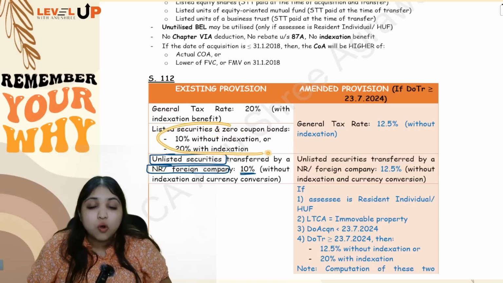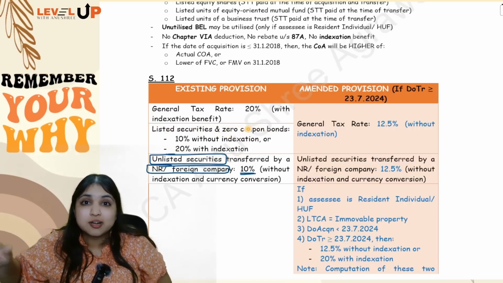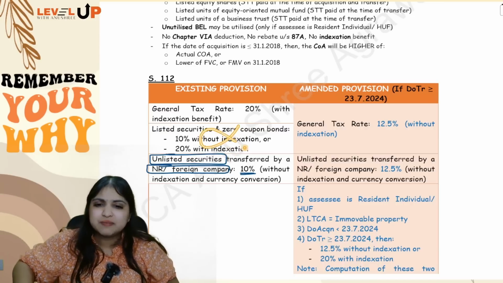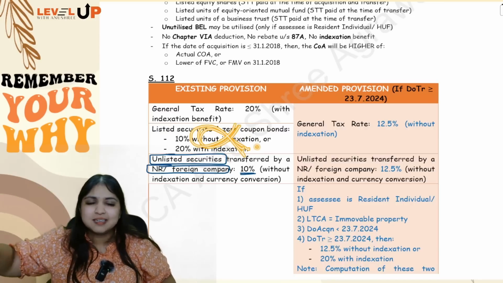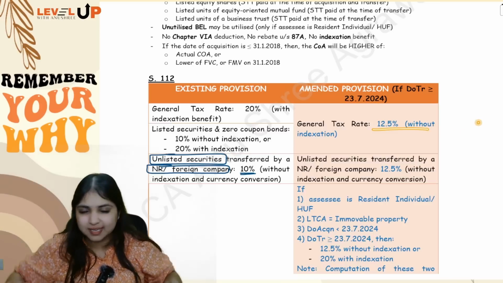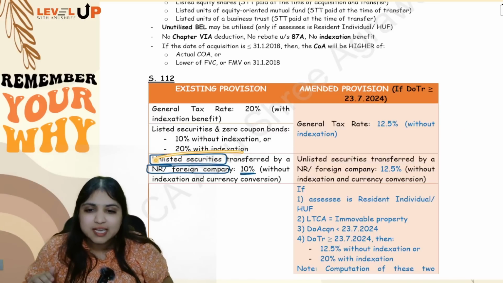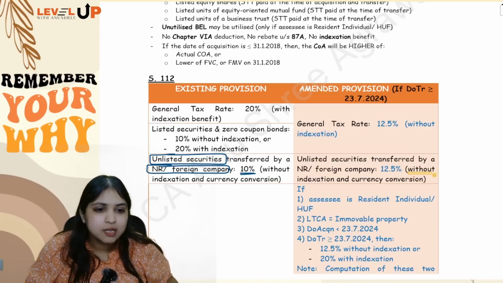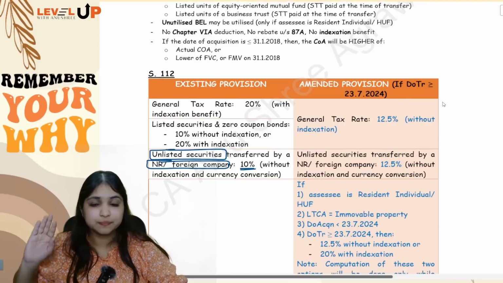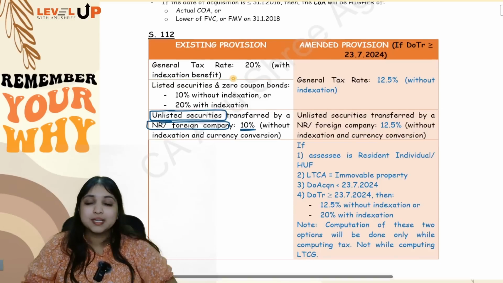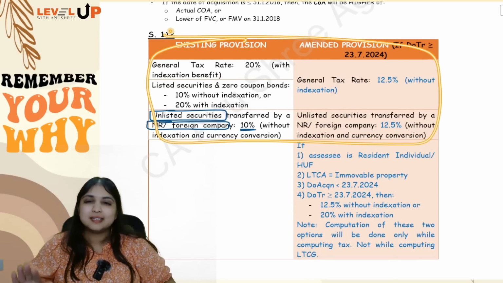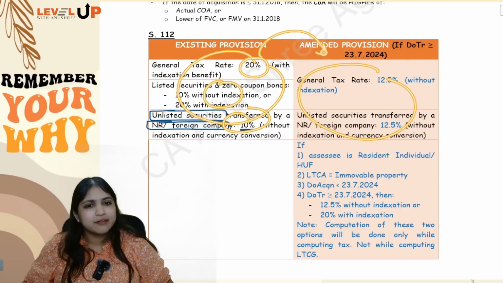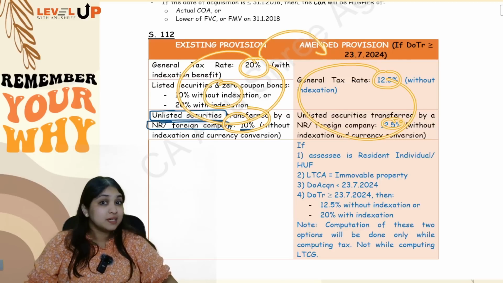No, this whole provision of listed securities and zero coupon bonds, 10% without indexation, 20% with indexation, all this has been removed. Tax rate is 12.5% straightforward without indexation, story over. Now, for these unlisted securities, here also tax rate will remain 12.5% only, same thing without indexation, without currency conversion. That is very straightforward. Section 112, the tax rate is 12.5%. Whatever be the category, everything has been changed to 12.5% and no indexation.